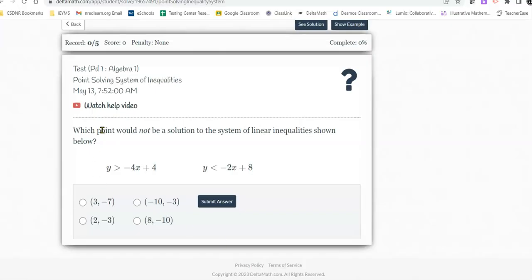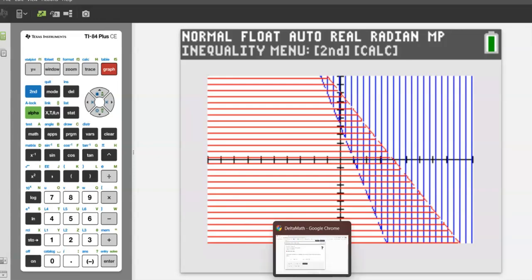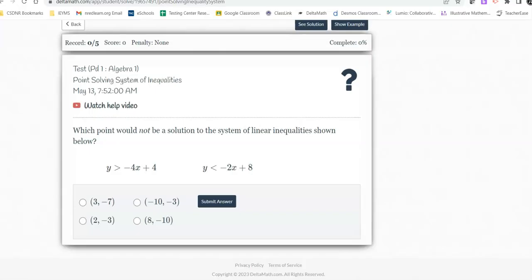Let's go back and read this question. Which point would not be a solution? So I found 3 that were, but it looks like negative 10, negative 3 was the only one that would not. And if I wanted to double check that algebraically, I simply would substitute these two values into their appropriate letters. So x is negative 10, and y is negative 3. And we would check that math.